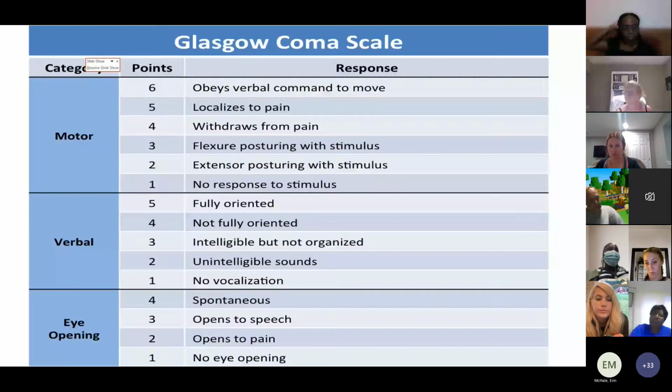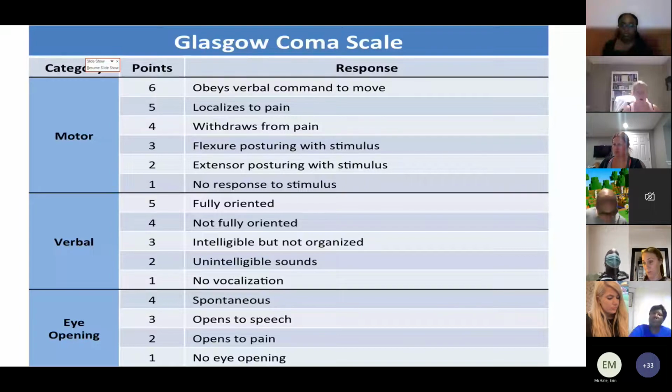This is that Glasgow Coma scale that I was telling you about. So we would look at their motor, their verbal, and their eye opening. So if they were able to obey verbal commands and to move and to follow instructions, we would give them a 6. If they didn't have any response to any type of stimuli at all, they would get a 1. So we would evaluate them, score them appropriately, and then determine what score they had.